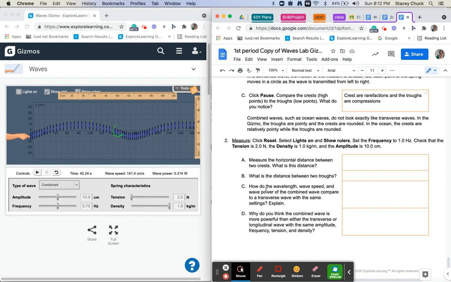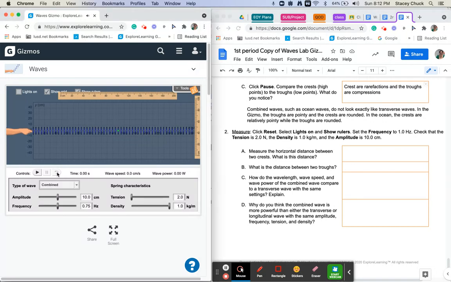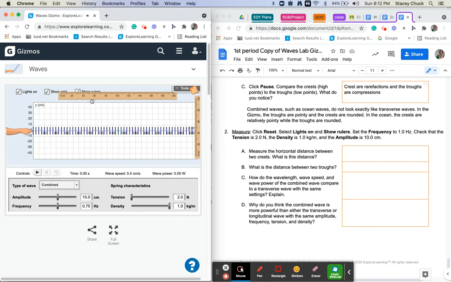Next, we're going to do some measurements. So we're going to click reset, and we are going to turn the lights on. We are going to show rulers, which we already are. We're going to set our frequency to 1. Okay, 1. So frequency is 1, tension is 2, density is 1, amplitude is 10. Good, check.